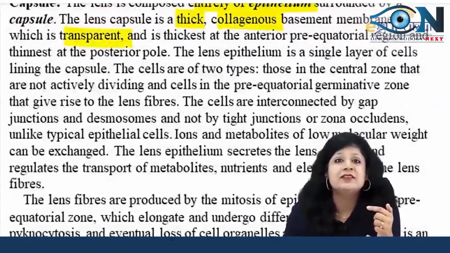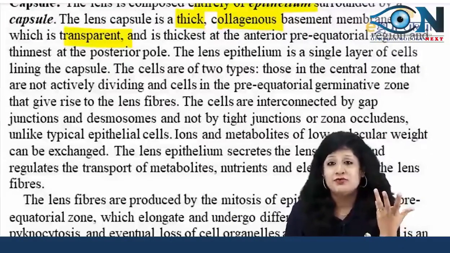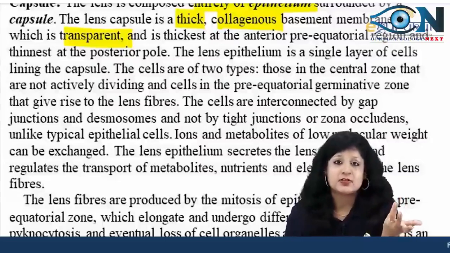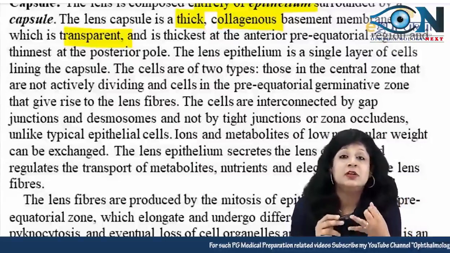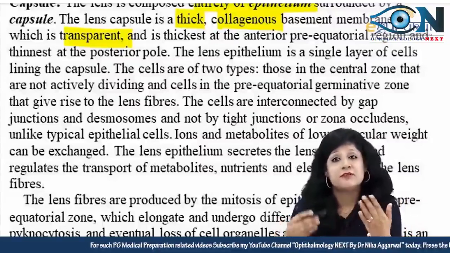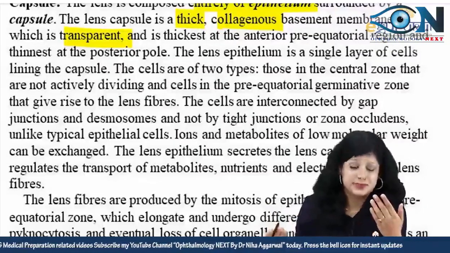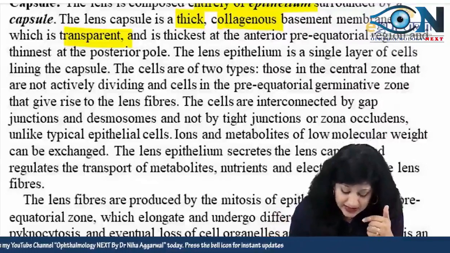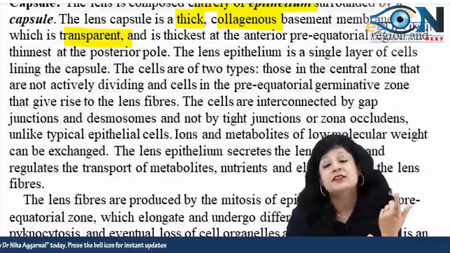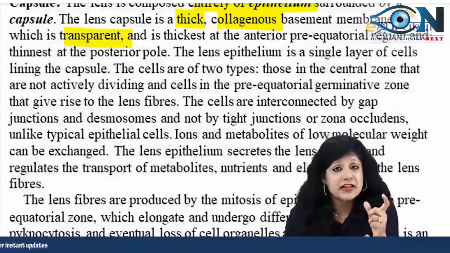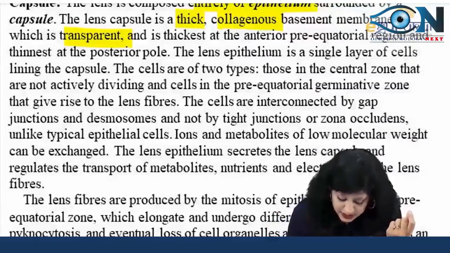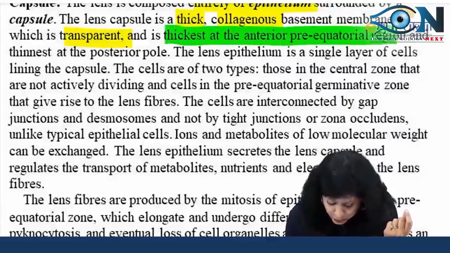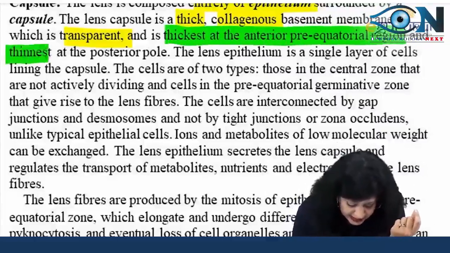See, the lens is the structure which has to be transparent because it is one of the refractive surfaces. The cornea is transparent, aqueous humor, the lens, the vitreous humor, then we have got the neurosensory retina, all these are transparent. And it is thickest at, so where do you expect the thickest lens capsule? You know that it is a precutorial area, yes. So it is thickest at the anterior precutorial region and it is thinnest at the posterior pole.